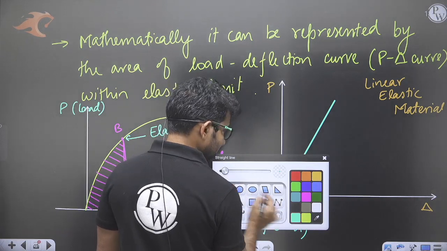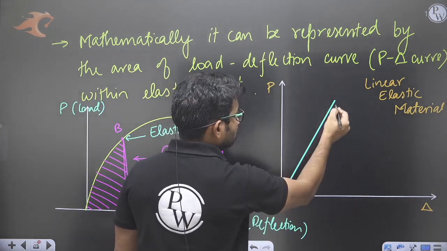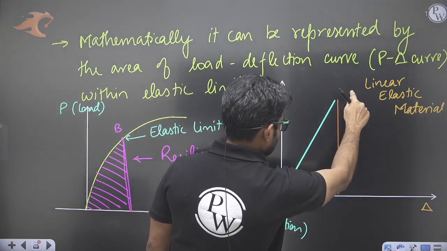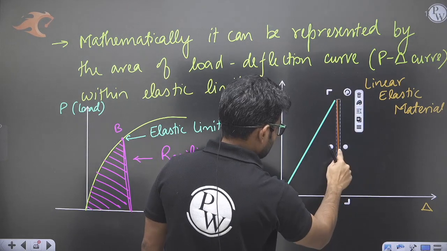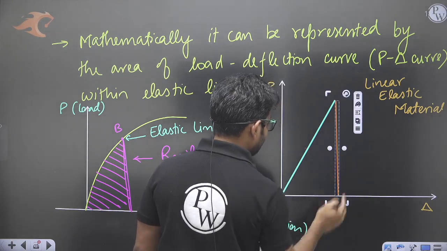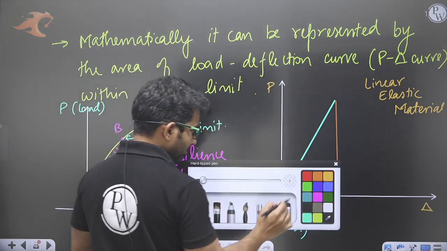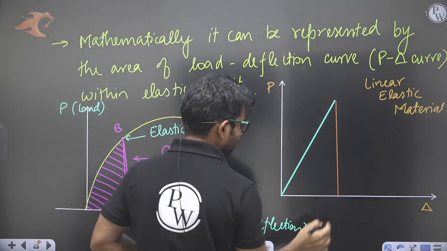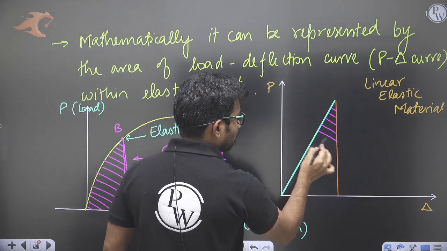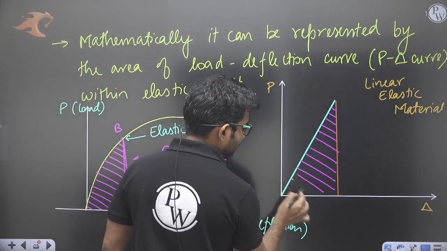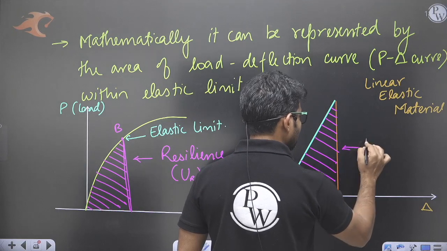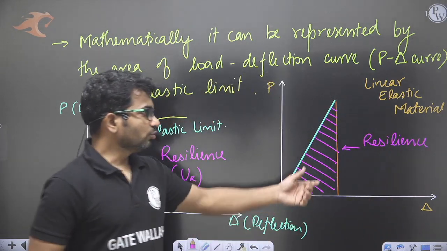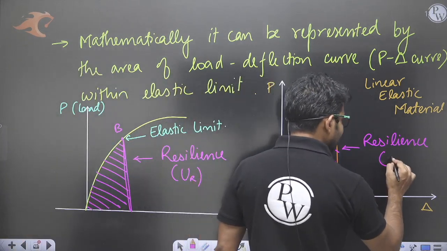Since this load deflection curve is like this, this is the elastic limit, and within elastic limit, whatever total amount of energy is stored, this whole area will be called resilience. So mathematically, how can we represent resilience for linear elastic material?